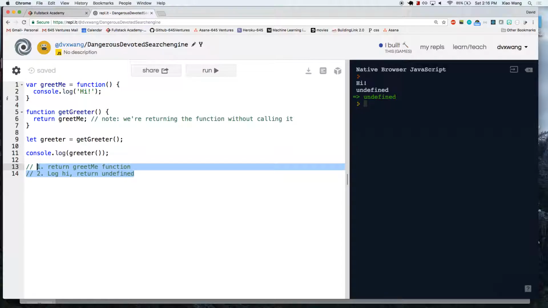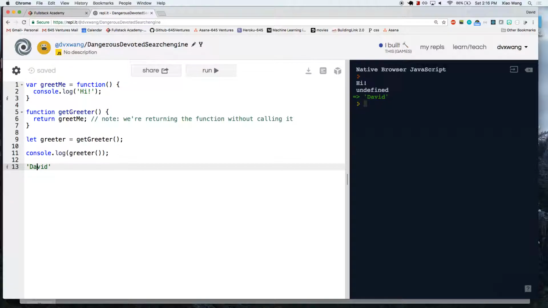The white ones. So the hi comes from line 2. The white undefined comes from line 11. Because when greeter comes back and you put in the parentheses, it's just like the word undefined. It's logging when it's returning. Okay, there you go. That just hopefully gets it. So now there's only one undefined on there. The white hi comes from line 2. The white undefined comes from line 11.